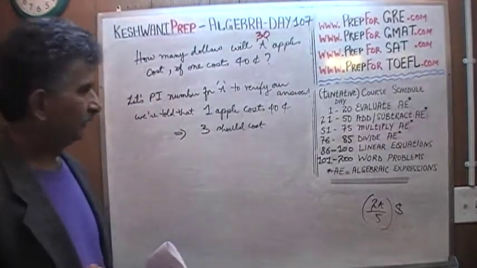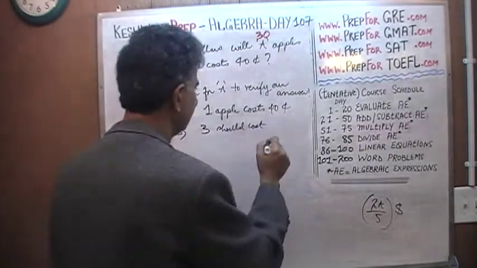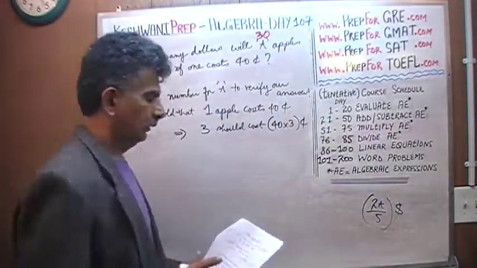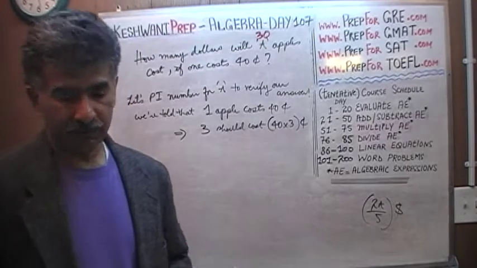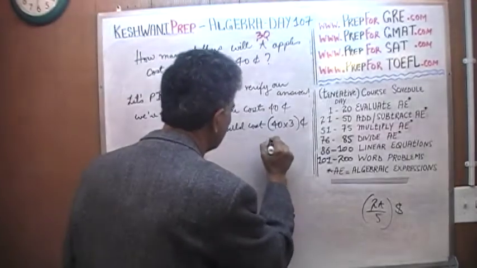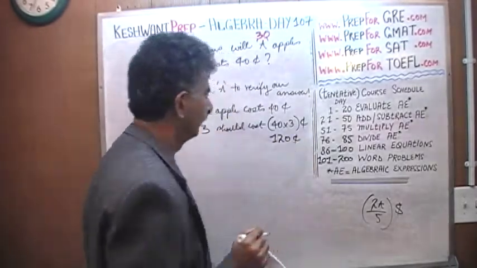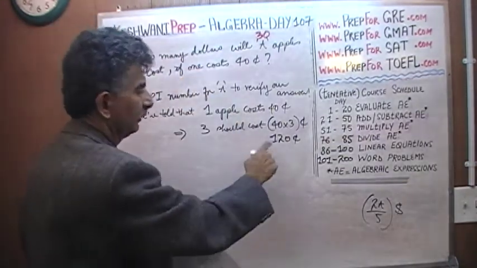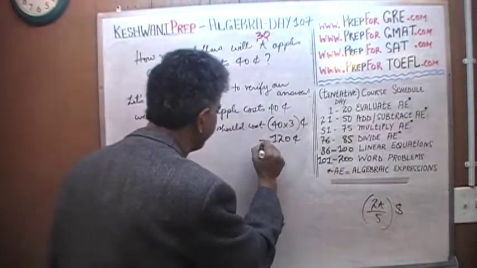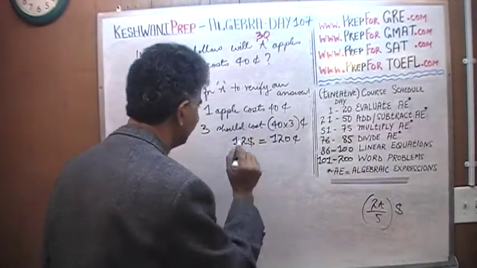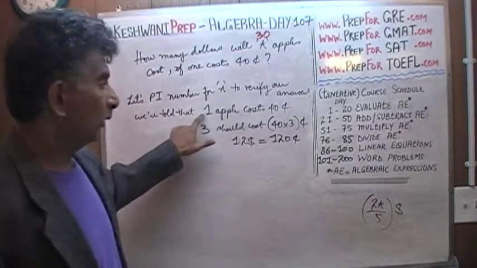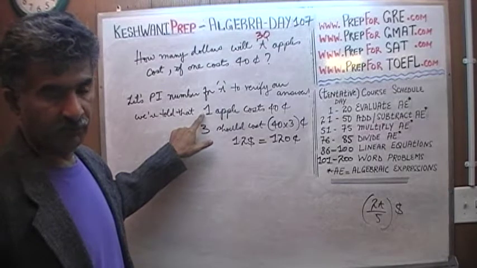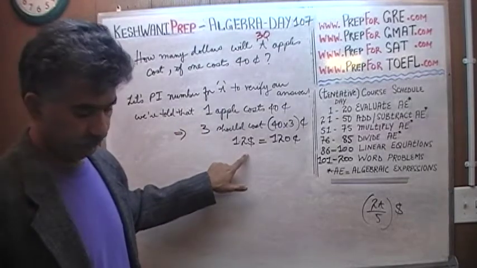If one apple costs 40 cents, then 3 should cost 3 times that amount, 3 times 40, or 120 cents. Since the question is asking how many dollars, let's convert this 120 cents into dollars, which makes sense. If one apple costs 40 cents, then 2 should cost 80 cents, and 3 should cost $1.20.